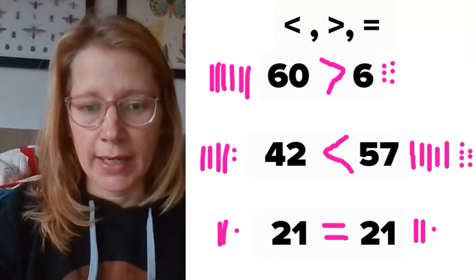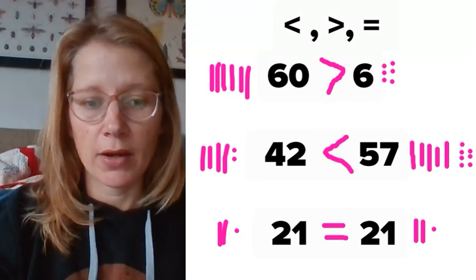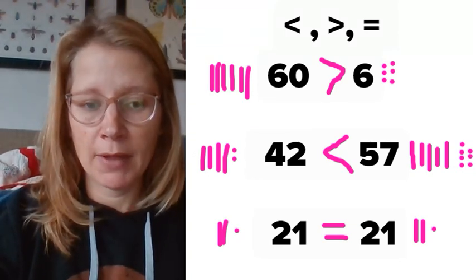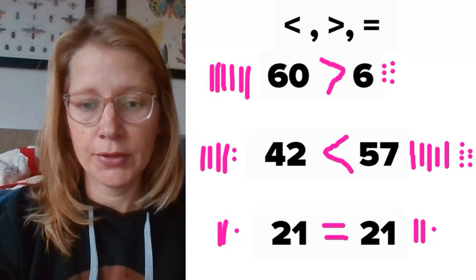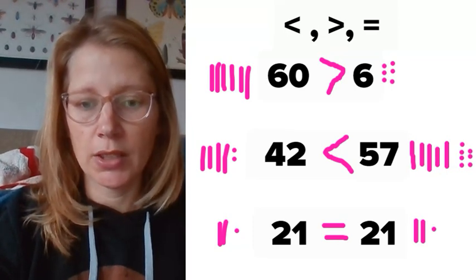On the last one, I have 21 and 21. We drew our rods and dots, and we determined that they are the same. They have the same value. So in that case, we are going to draw an equal sign to show that 21 is equal to 21.